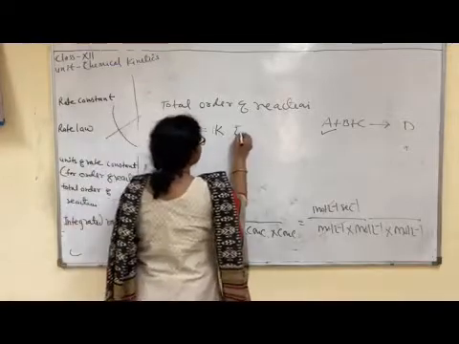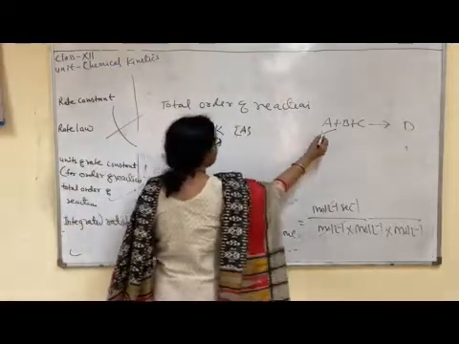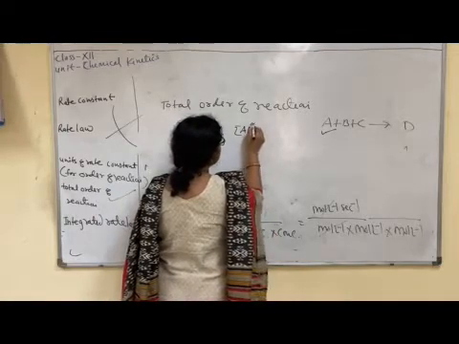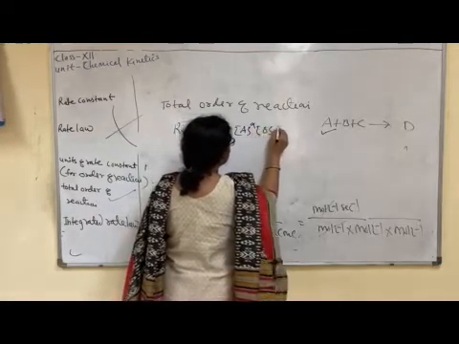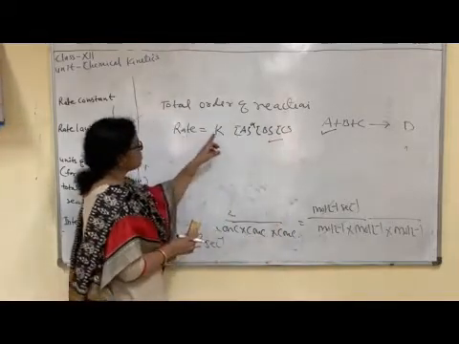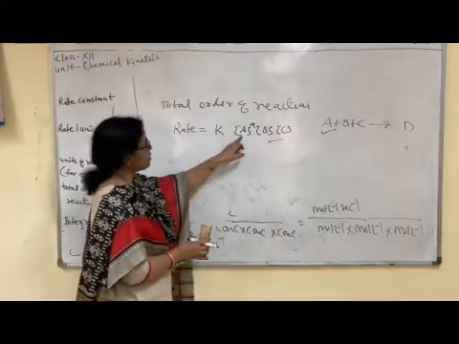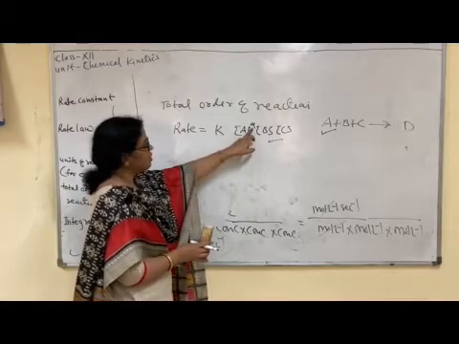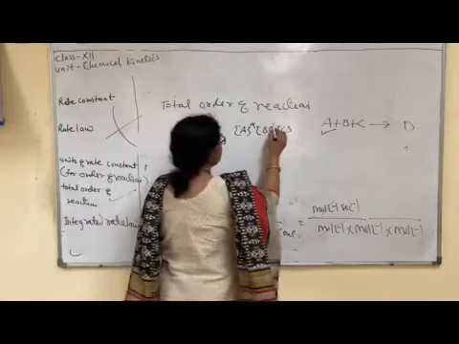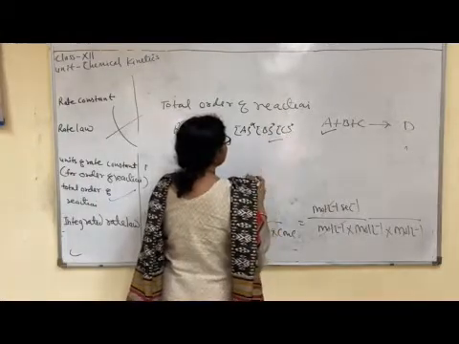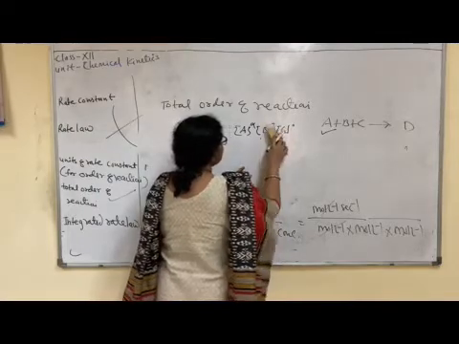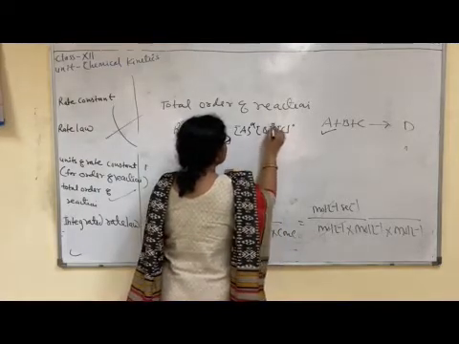Rate is equal to K, A concentration term raised to the power alpha, with respect to this one, suppose this is first order of reaction. First step for rate expression: rate is equal to K, A raised to the power alpha. Alpha denotes order of reaction. B raised to the power 0, no power means 0. Right? This one is a square bracket.